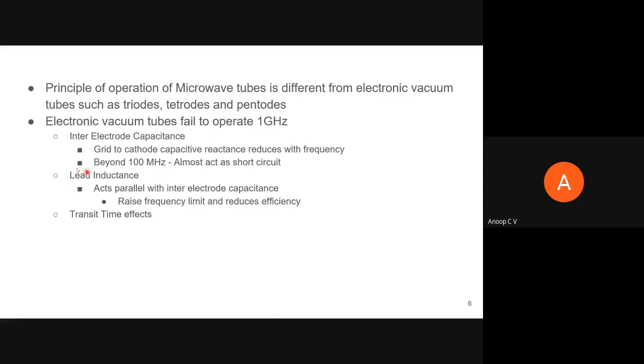One more problem is lead inductance. Whether it is the cathode, anode, or whatever, we have to use metallic strips or wires as leads, either to give a potential or to take the power out. At very high frequency, that lead inductance also comes into the picture, and it acts in parallel with the inter-electrode capacitance.